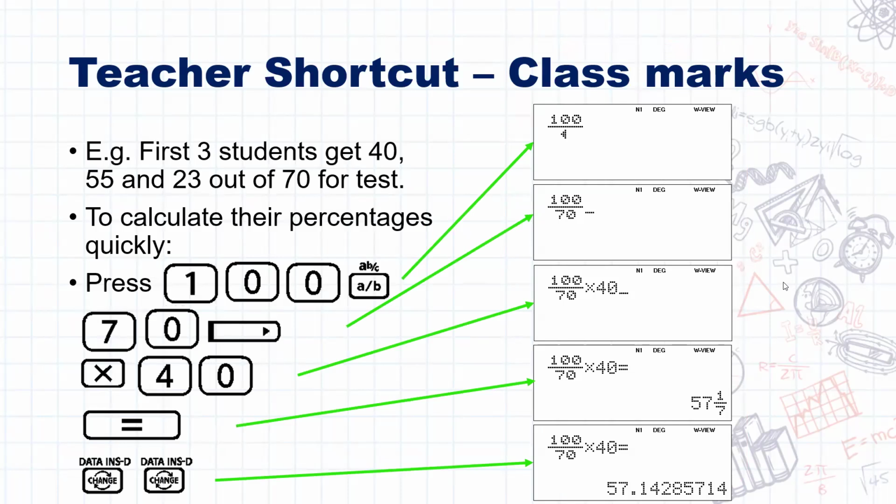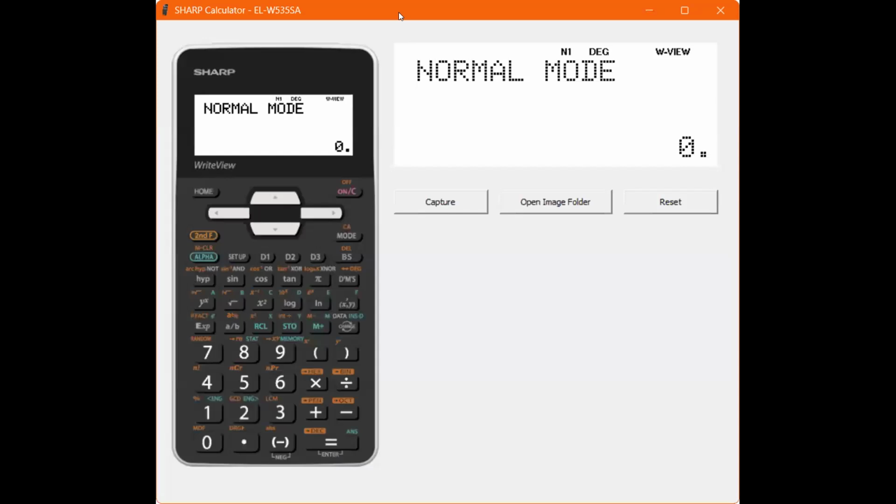So the first thing that I want to share with you is the teacher shortcut, class marks. And I'm going to use my calculator to show you this. So let's say, for example, you set a test which is out of 70, and you would like to convert all of those test marks into something out of 100. So at the top of your fraction, this is the fraction button over here, your A/B, you can see it highlighted, at the top of your fraction, you're going to type in whatever you want to convert to.